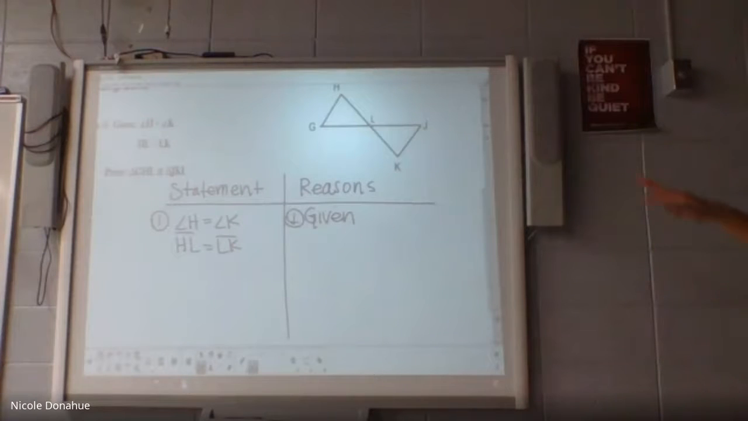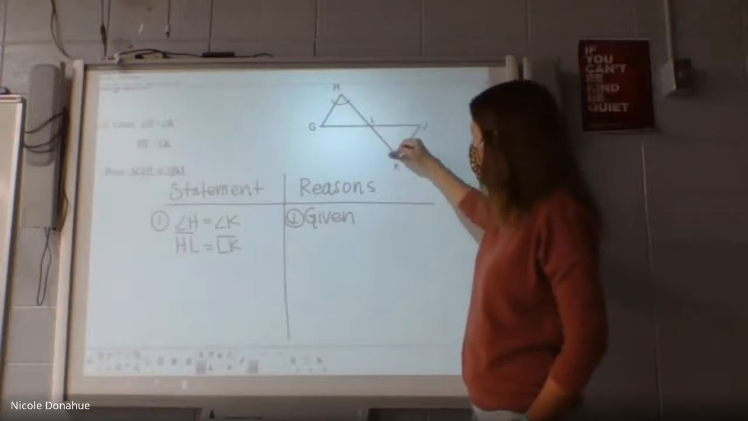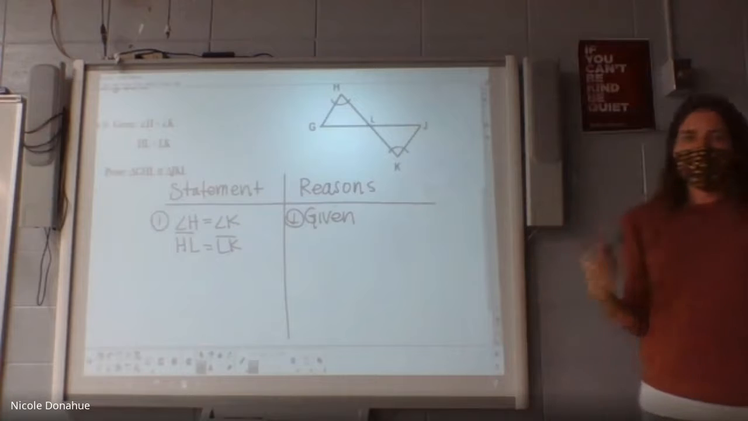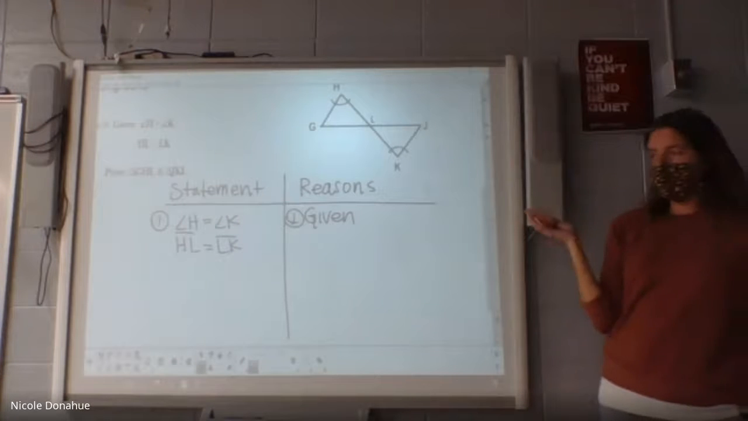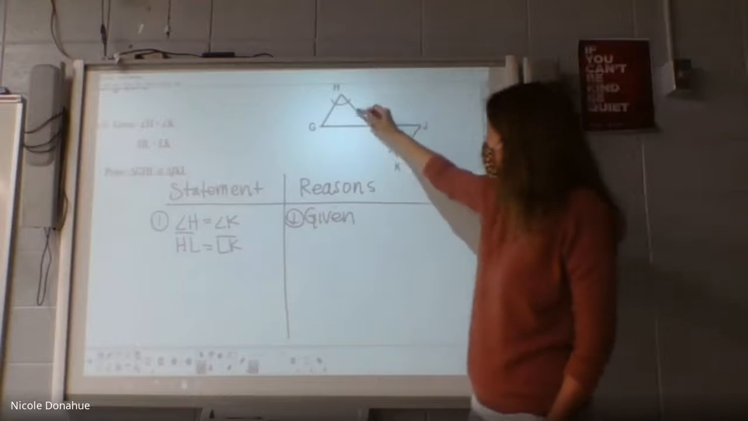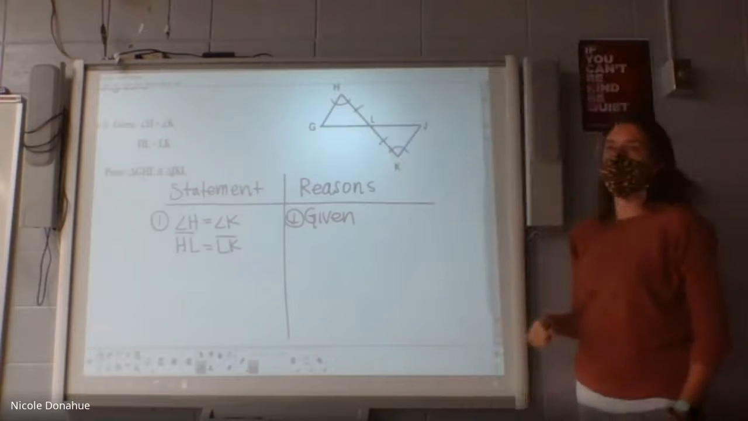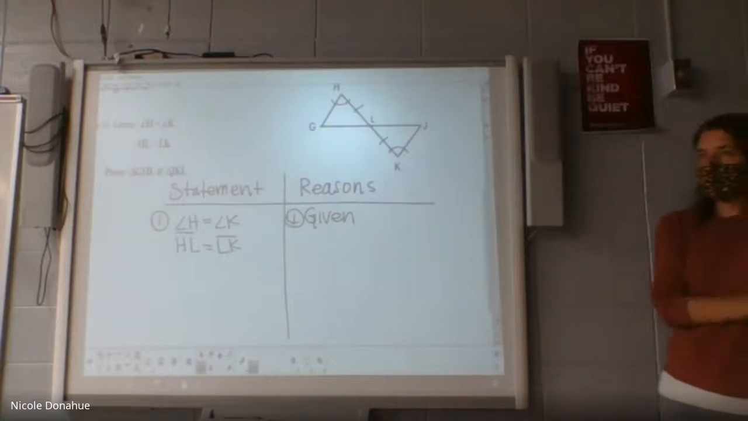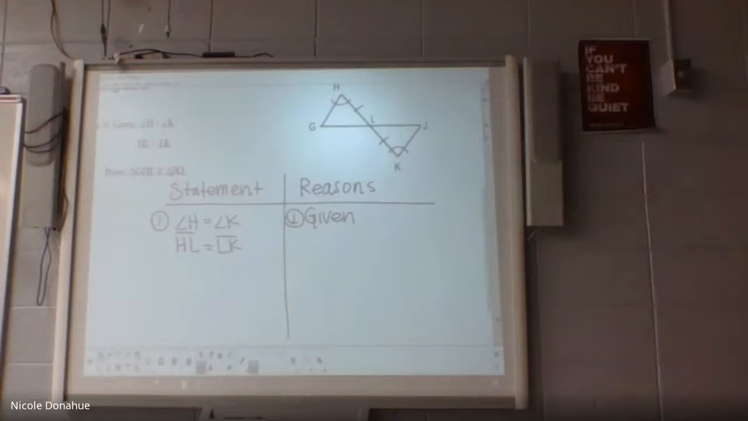So what they gave me, I'm going to label on the drawing. So H equals K, they just gave me that information. I don't need to have a reason why, they just gave it to me. And then they tell me HL equals LK. That was just given to me as well. So I marked those up.